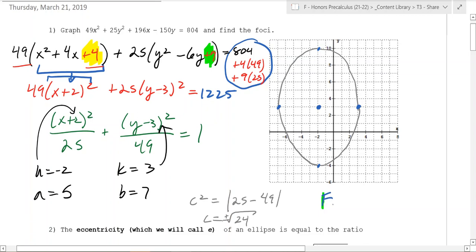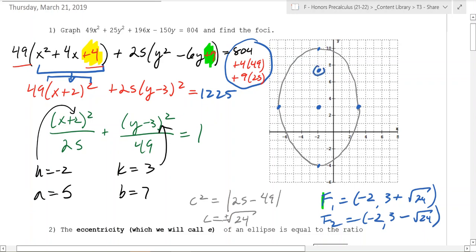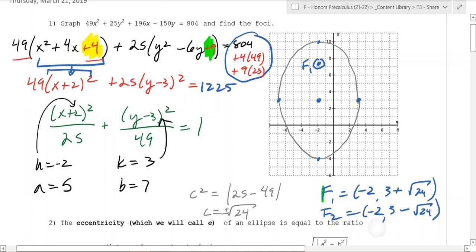So focus 1 is going to be equal to negative 2 comma 3 plus the square root of 24. And then focus 2 is going to be negative 2 comma 3 minus the square root of 24. And you need a calculator to estimate that. What's that come out to be? It's like 7 point something on the first one. So it's right about here. There you go. So that's the first one, focus 1 right there. And then focus 2 would be like negative 1 point something, like down here.